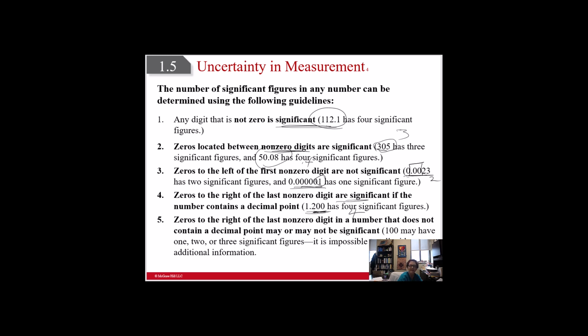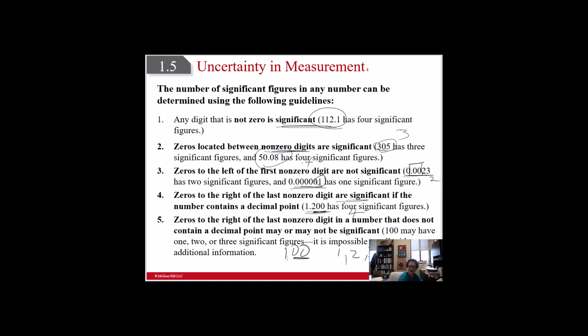Zeros to the right of the last non-zero digit that doesn't have a decimal point are what we call ambiguous, okay? Ambiguous because if you write 100 here, I don't know if those are significant or not. So it could have 1, it could have 2, it could have 3 significant figures in the case of this.